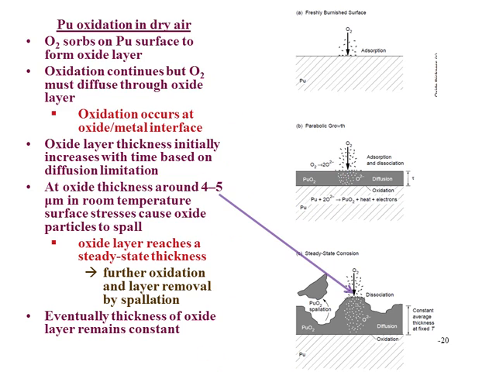Over time, this oxide layer can grow. When it gets to around 4 to 5 microns in room temperature, there's surface stresses that occur, and the oxide layer starts to fall apart. So once that occurs, this area now has a shorter path length. This can lead to further oxidation. Over time, the oxide thickness becomes constant due to this behavior.